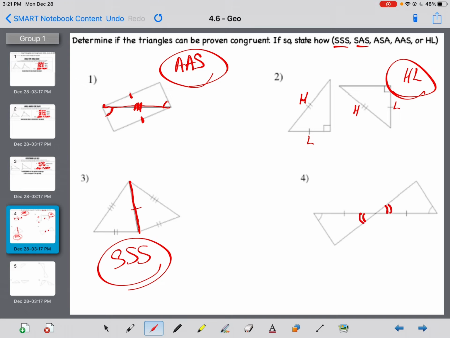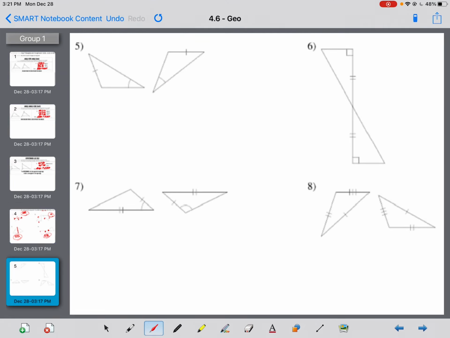Angle. These are congruent because they're vertical. And we've got an angle, and then a side, and then an angle. So we got angle, side, angle. Dang, that was hard. Numbers 5, 6, 7, and 8. You try. Give it a pause. Come back. Let's see how you did. Here we go.